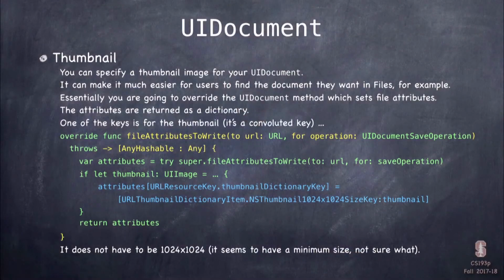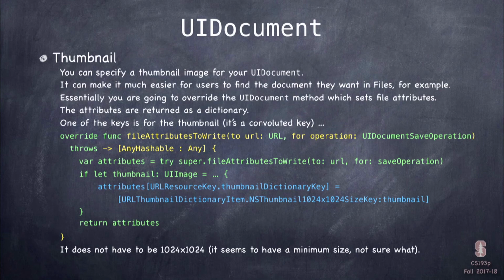But you can override it, get the super file attributes it would normally return, and then add this very special dictionary item called URL resource key.thumbnail dictionary key. And the value of it actually is another dictionary, with the key being thumbnail dictionary item NS thumbnail 1024 by 1024 size key. And the value is a UI image. Okay, so you add this to the dictionary if you have a UI image to be the thumbnail and return it. Now it says there NS thumbnail 1024 by 1024, but it actually can be any size.